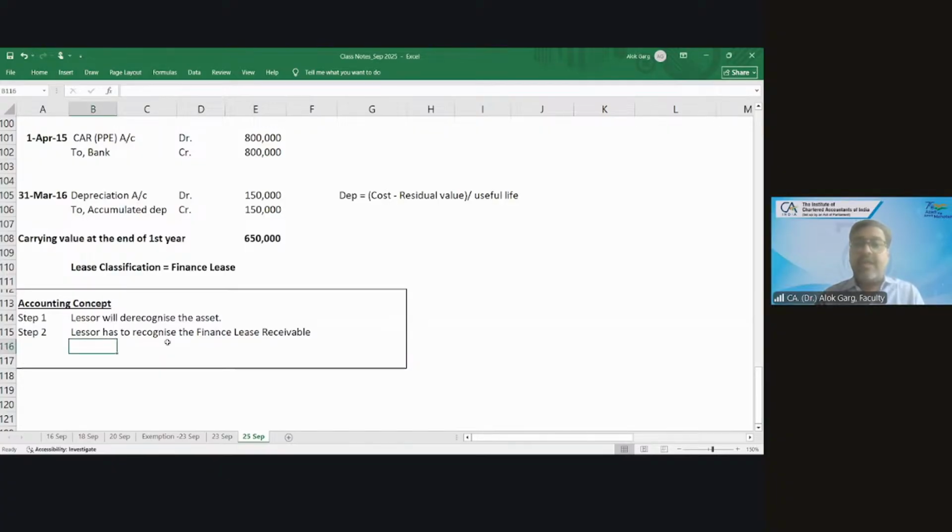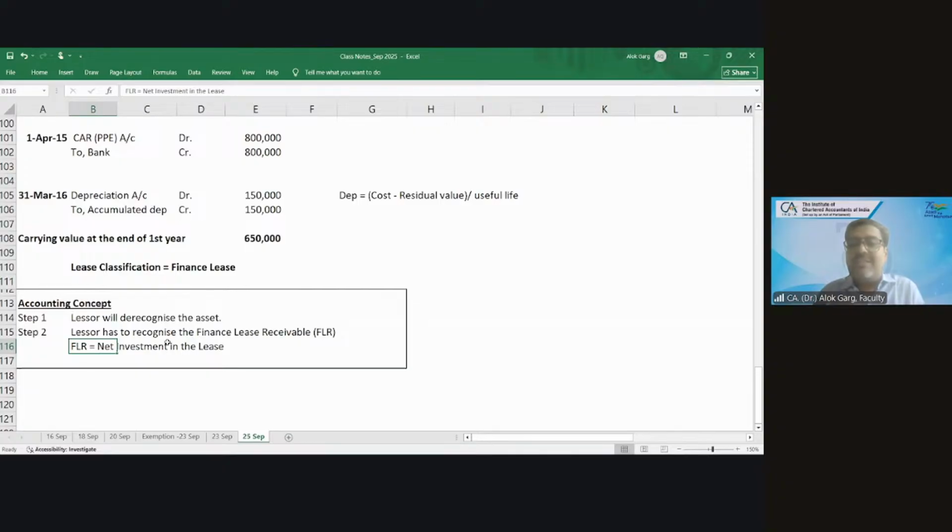What is my finance lease receivable? FLR. And what is FLR? FLR means net investment in the lease. You will have heard about the concepts of gross investment in the lease and net investment in the lease. What is gross investment in the lease? Gross investment in the lease means total lease payment, the gross value of lease payments.